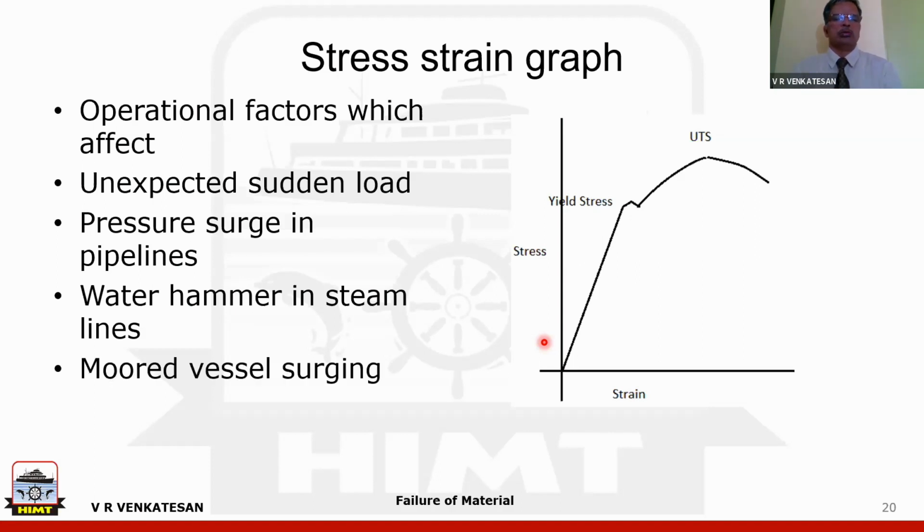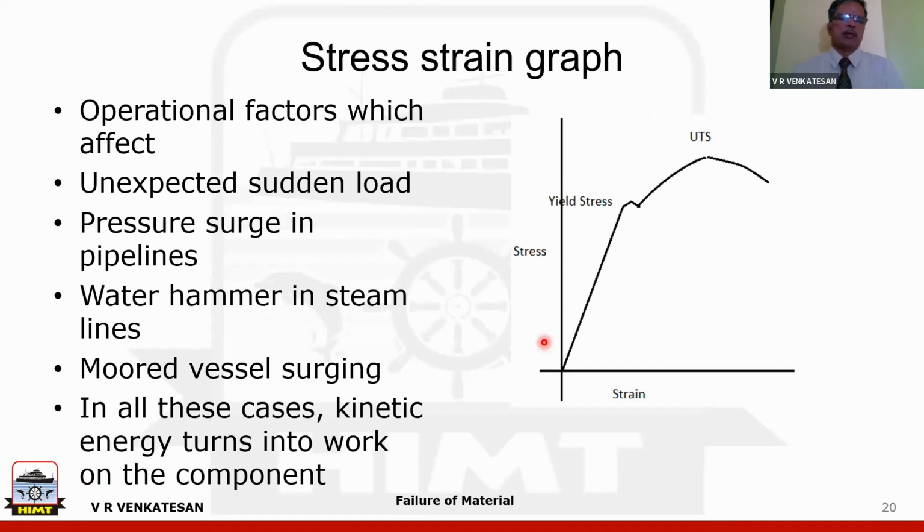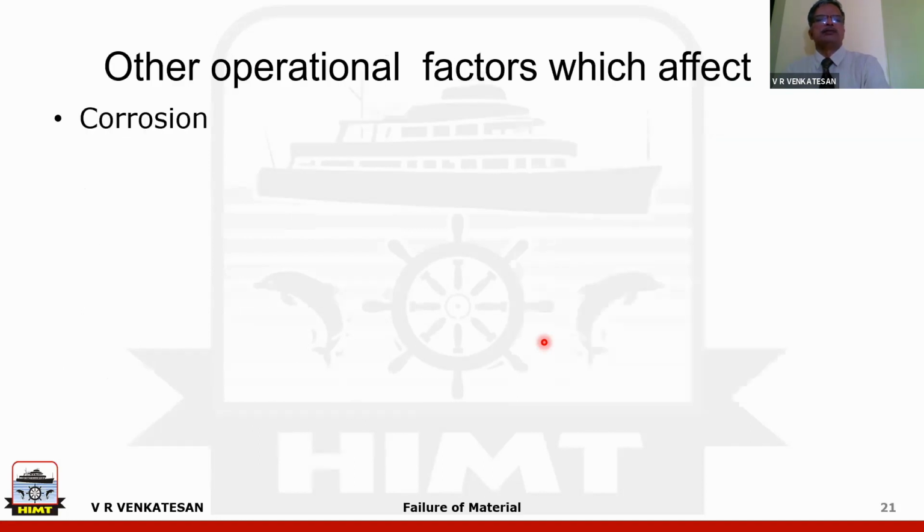This will lead to sudden impact loads. And moved vessels, vessels which are tied up, if they move suddenly, the ropes will come under very severe stress. The problem with all these kinds of sudden loads is that the kinetic energy in the water, or in the liquid, or in the vessel, will turn into work on the component and it can cause very severe damage.